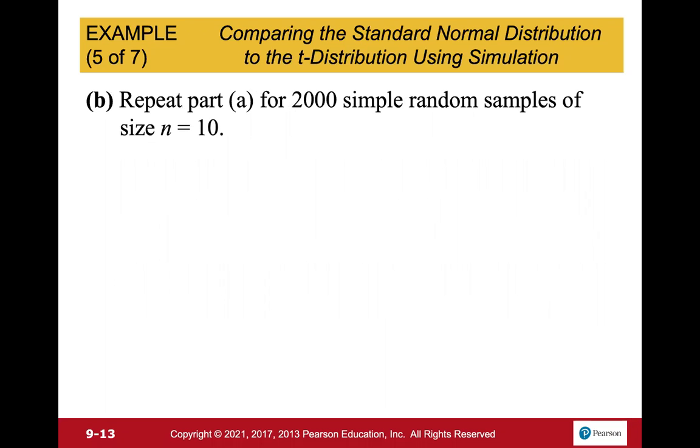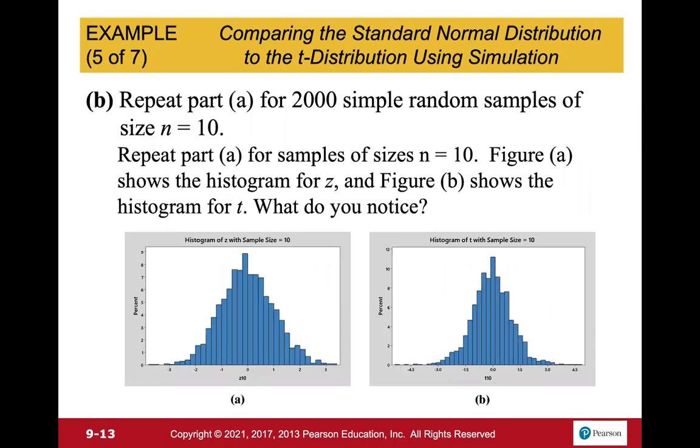So repeat for part A for 2000 simple random samples of size n equaling 10. Looking at this one, our data is a little tighter for our t-distribution. Our normal distribution still kind of follows the normal distribution here, still roughly the normal distribution that we're used to. Over here, the sides came in a little bit. We could see that the data got a little bit smaller on the ends, because earlier we had -10 over here and +7.5 over here. So the data kind of scrunched up a little bit more.